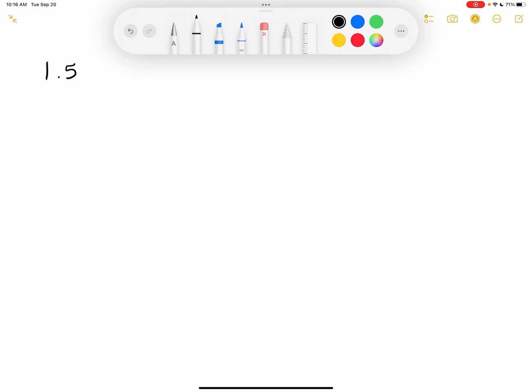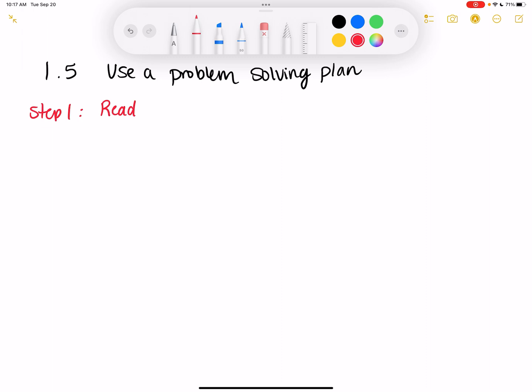All right, so 1.5 is use a problem-solving plan. So these are basically like short word problems, more or less. So just the steps that go with this. Step 1 is to read and understand the problem, so that we know what the goal is, what we're trying to solve for, and all that.